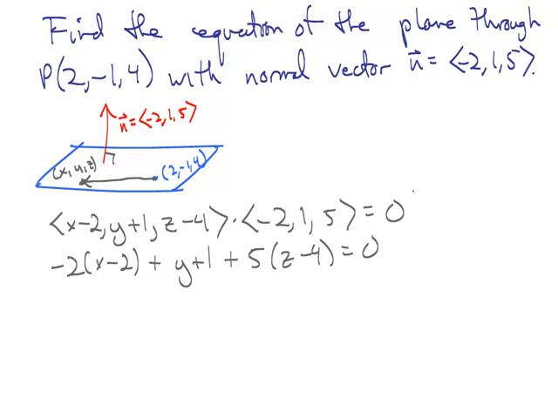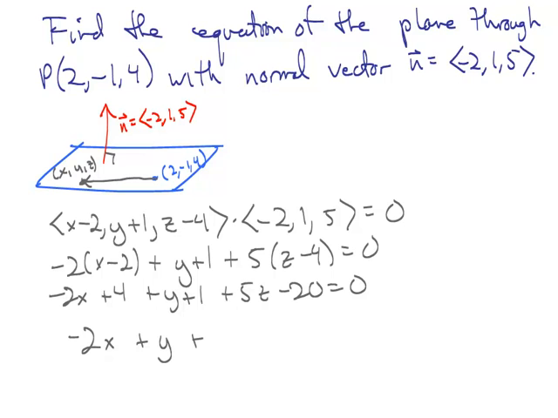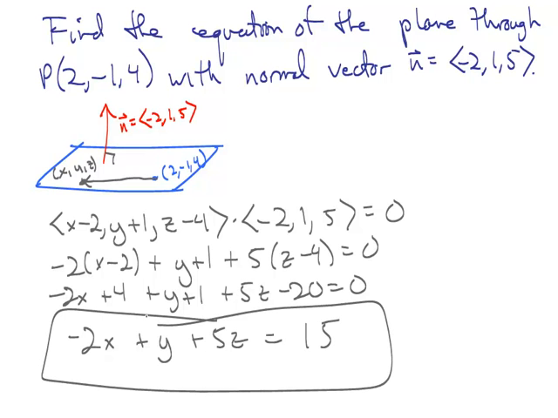Now I'm going to go ahead and put this in standard form. I've got negative 2x plus 4 plus y plus 1 plus 5z minus 20 is equal to 0. So I've got negative 2x plus y plus 5z. I'll throw all my constants on the right. What's that going to be? I think a positive 15. Check my math there. That's a standard form for an equation of this particular plane.